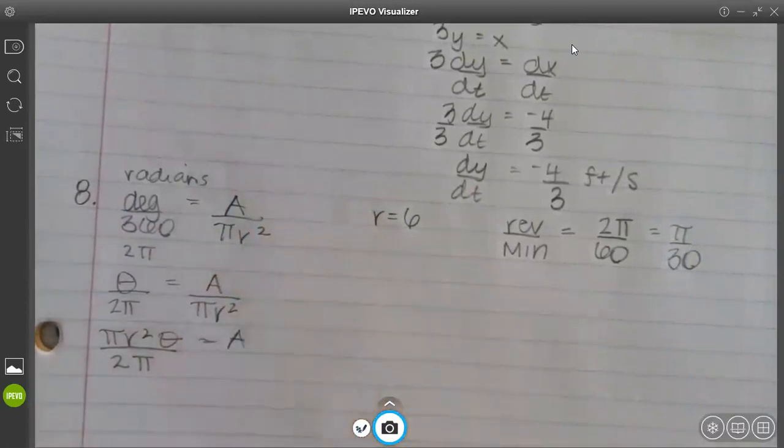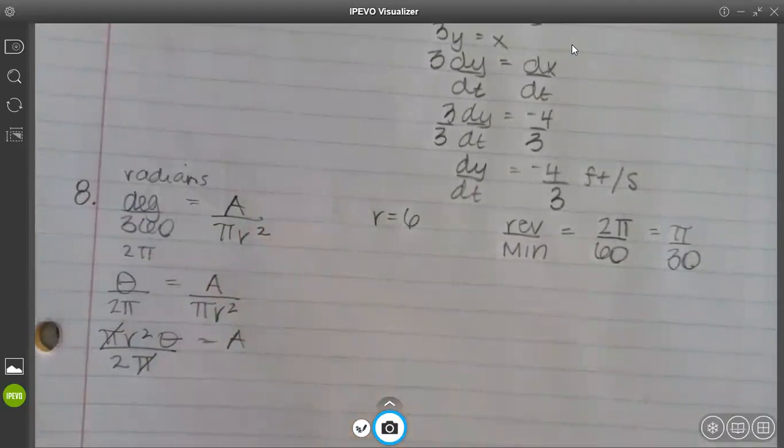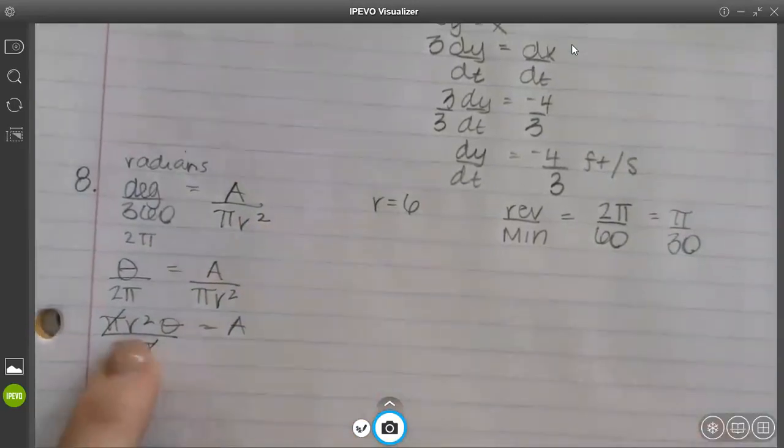What do you see? That's what I'm talking about. So your pi's will cancel out. And then what do I do? What do we know? See how many variables we have? You guys see that? How many variables we have?